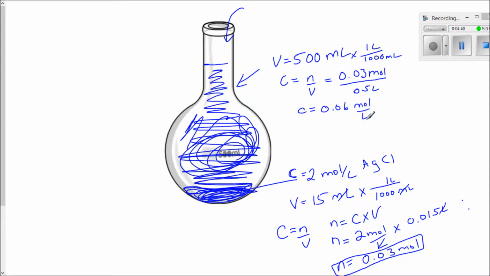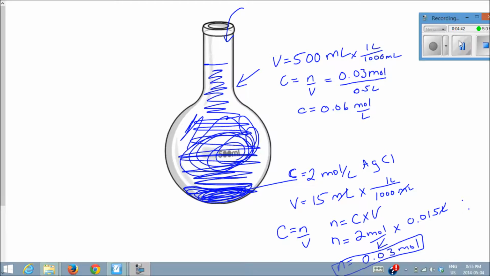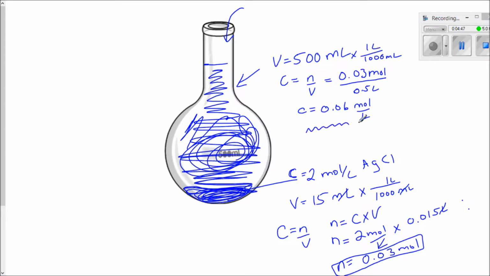Sorry guys, actually I did that wrong. No, I did that correct. Sorry about that. It is 0.06 moles per liter, and this is our answer. Remember, we started with 2 moles per liter. We put 15 milliliters in. We filled it up to 500 milliliters, and my new concentration is 0.06 moles per liter.